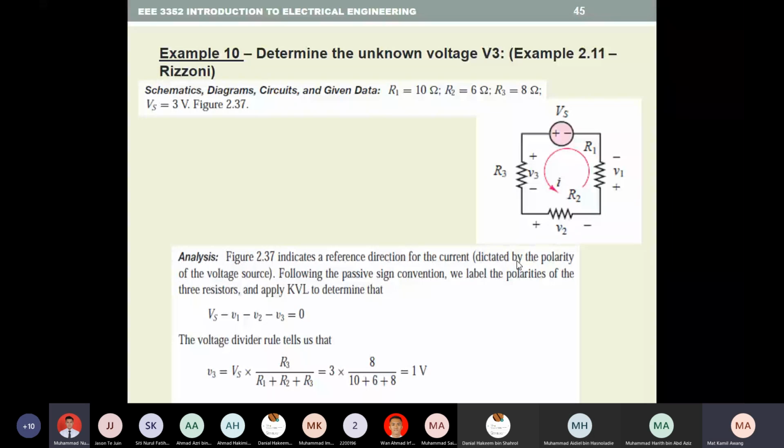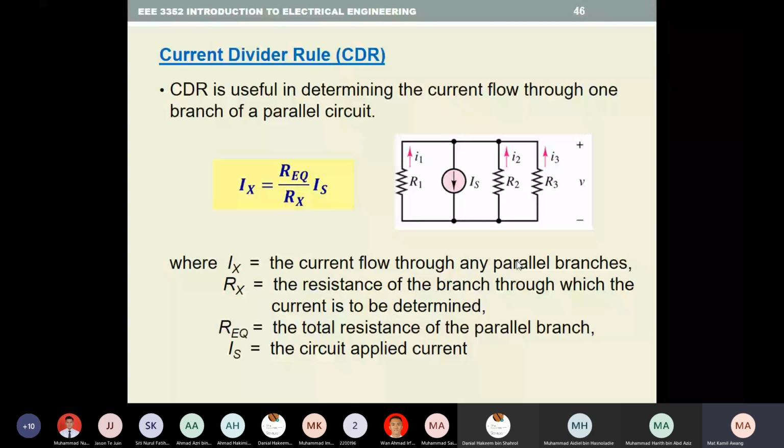If we have a voltage divider rule, then we have a counterpart rule, which is the current divider rule. Voltage divider rule is for series resistors. Therefore, current divider rule is for parallel resistors.